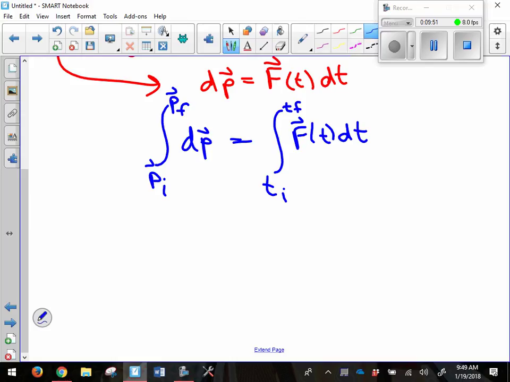Okay. You know how to do this. The letters have changed, but you know how to do this. This should not look horribly unfamiliar. Okay, so like we said, the antiderivative of dp will be p, and just like we were talking about in calc, I'm going to evaluate that between my limits.